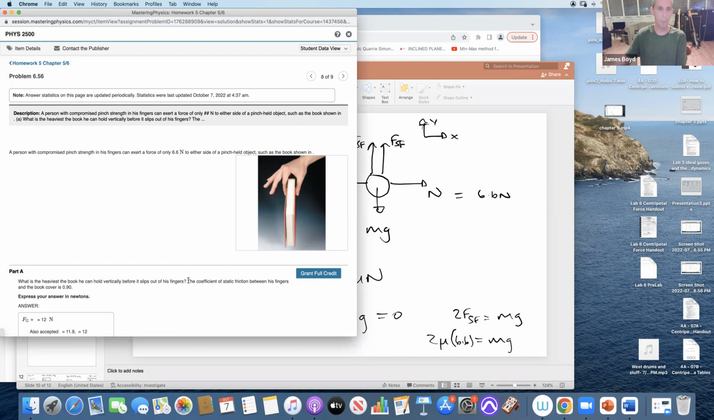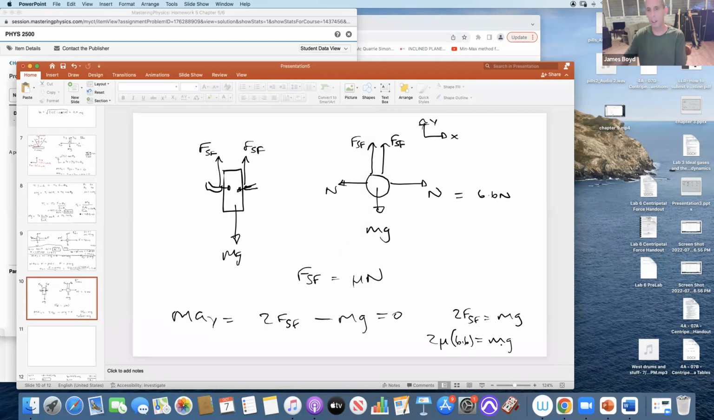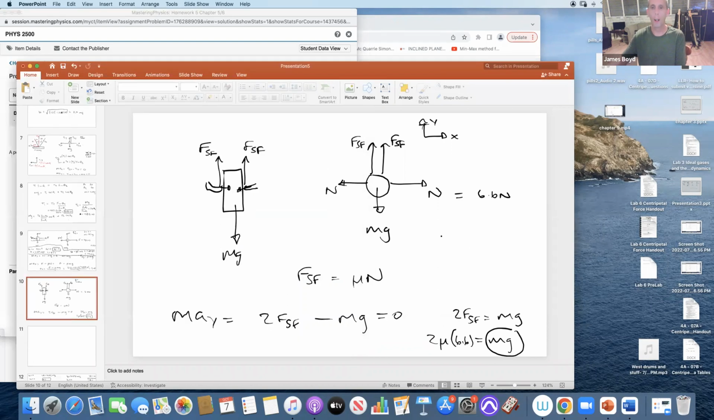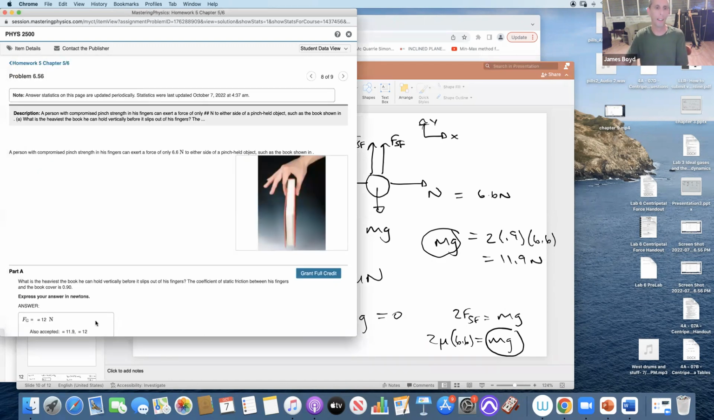What is the heaviest book? We want the weight, mg. So if mu is 0.9, the greatest weight that we could have is when it equals the maximum static friction force. So 2 times 0.9 times 6.6 is 11.8. So about 11.9 newtons. I think they're going to round it to 12.